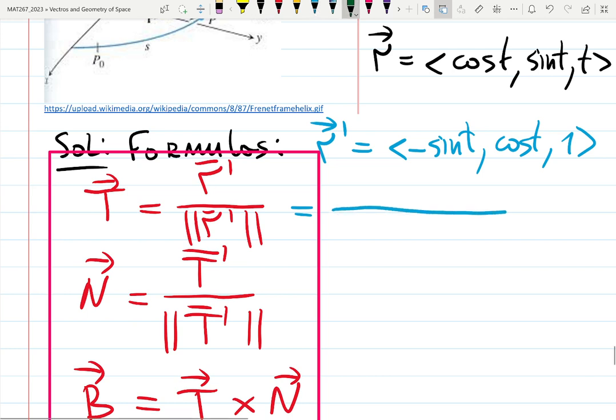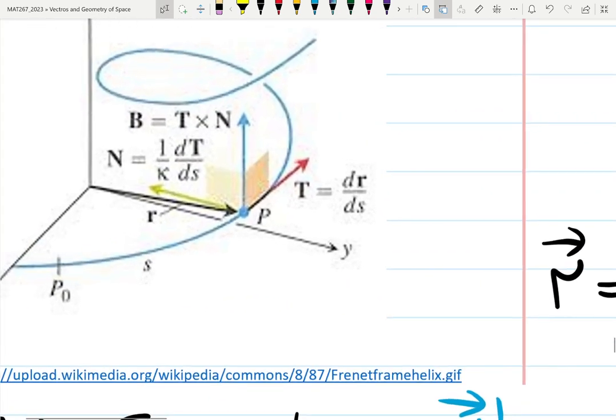Let me change the color into green. Green is T. T takes the vector, which is the derivative of R, minus sine T, cosine T, and 1. That is tangent already. So R prime is tangent. But the unit tangent says, I don't want to have the size of it. What if it's huge? It's kind of messing up with my calculations.